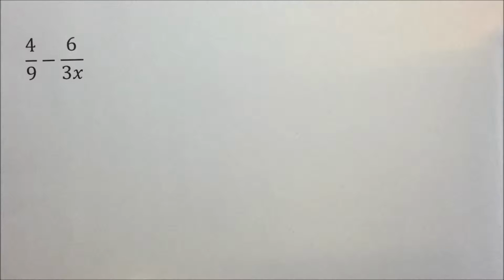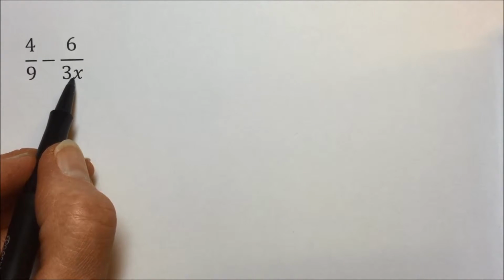Section 6.2, adding and subtracting rational expressions with different denominators. Recall when adding or subtracting fractions with different denominators, we first need to find a common denominator. Our work is easier when we use the least common multiple of the denominators. And here we have an example. These denominators are not the same.